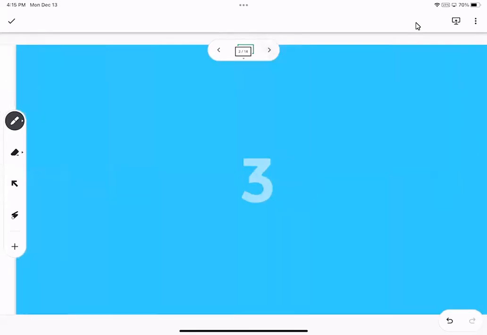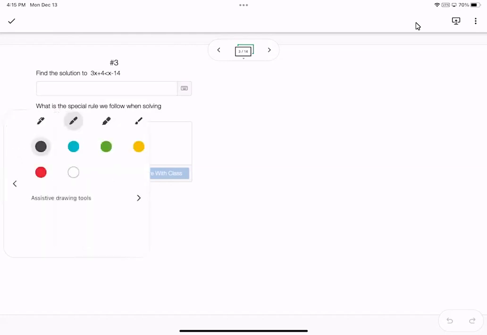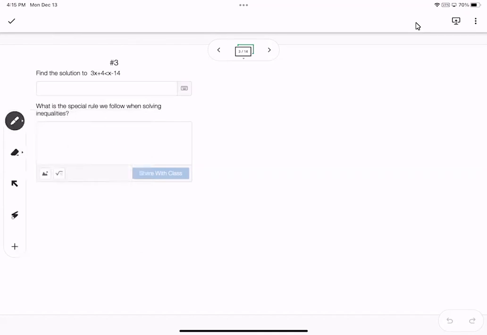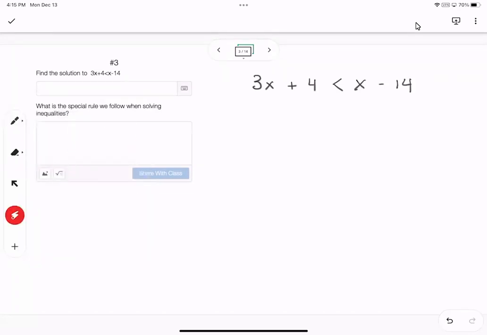Awesome. Next, find the solution to 3x plus 4 is less than x minus 14. So here we are solving an inequality because there's a less than sign. So 3x plus 4 is less than x minus 14. Now again, our goal is to get our variables by itself. So we're going to treat this just like it was a regular equation, and we're going to solve for x.